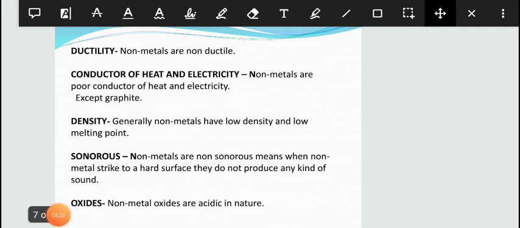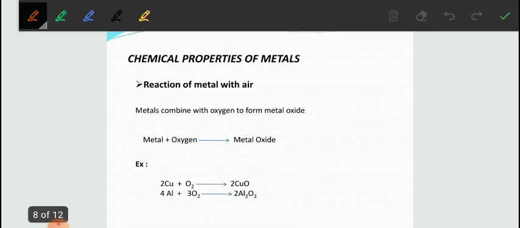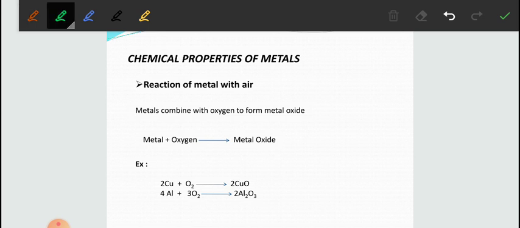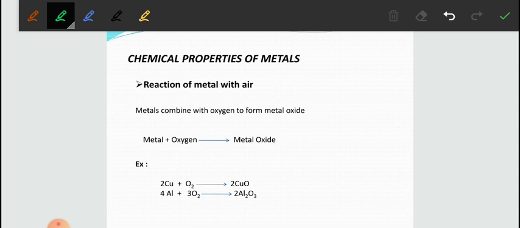Next, I am going to compare the chemical properties of metals. So the first chemical property is how metals react with air. In air, mainly we are talking about oxygen, that is O2. Basically, when metals react with oxygen they form metal oxide. For example, sodium reacts with oxygen to form Na2O. Next example, when copper reacts with oxygen it forms copper oxide. Similarly, aluminium reacts with oxygen to form aluminium oxide.